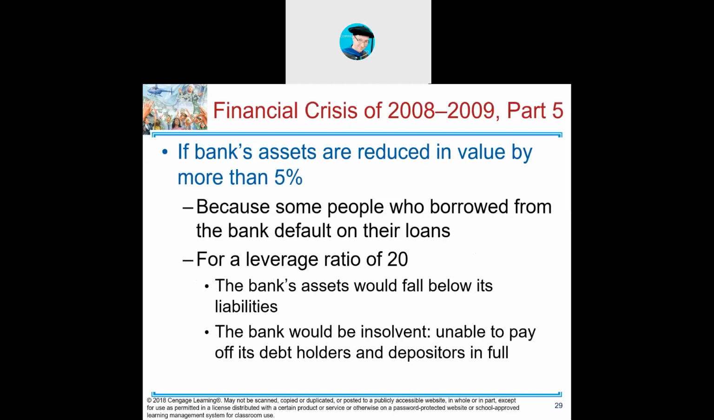What if it was more than 5%? In which case it was during the 2008-2009 crisis. That happened because people who borrowed defaulted on their loans. There was a leverage ratio of 20%. The bank assets fell below liabilities. You know what happens when that happens, right? If your assets are below your total liabilities, what happens? Who can tell me? What does that mean?